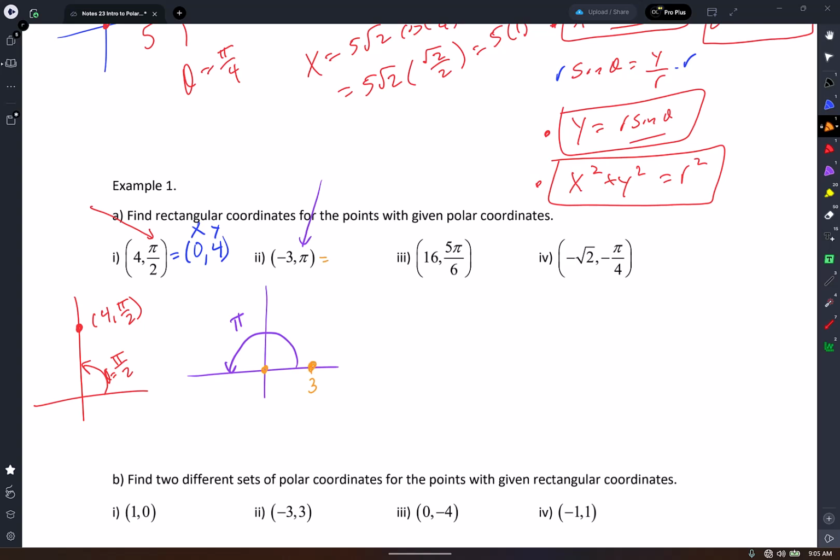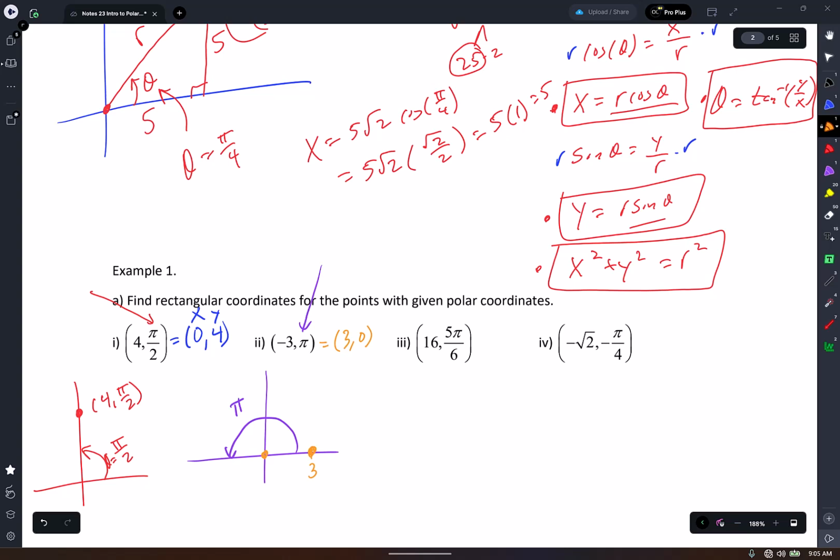What is that in Cartesian or rectangular coordinates? You would have gotten the answer if you would have used the formulas. Maybe you're like, I just want to use the formulas. Okay, if you would have used the formulas, you would have gotten the answer anyway. Look, x equals r cosine theta. Well, my r is -3. -3 cosine pi. Look what happens. x equals -3 times cosine of pi, which is -1. What's negative times a negative? Positive. Look, x equals 3.